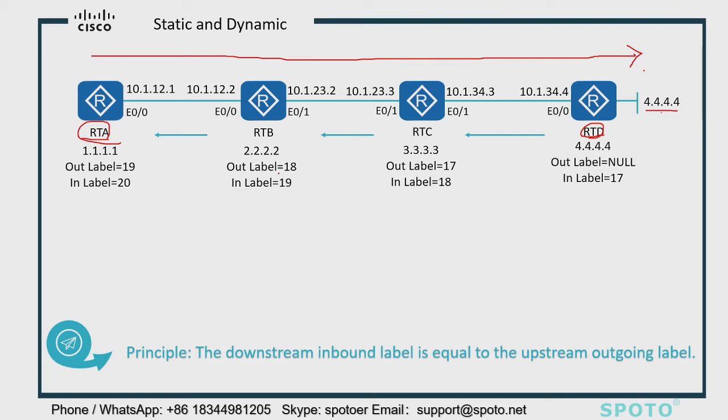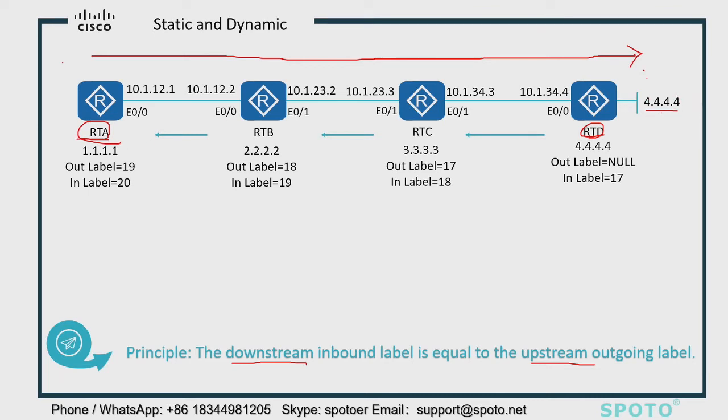RTA is the upstream and RTD is the downstream. You need to know the direction. RTA is the upstream, RTD is the downstream. We divide it according to the direction of the traffic. RTA sends the packet to RTD, so this one is up, this one is down. Next, RTD needs to know the out label about this network.